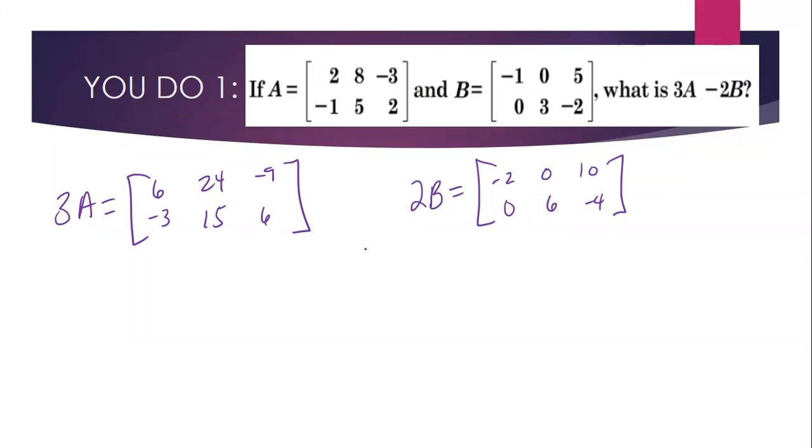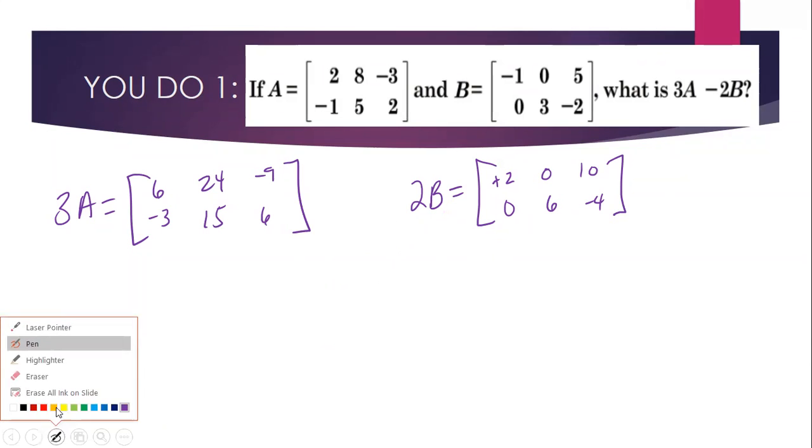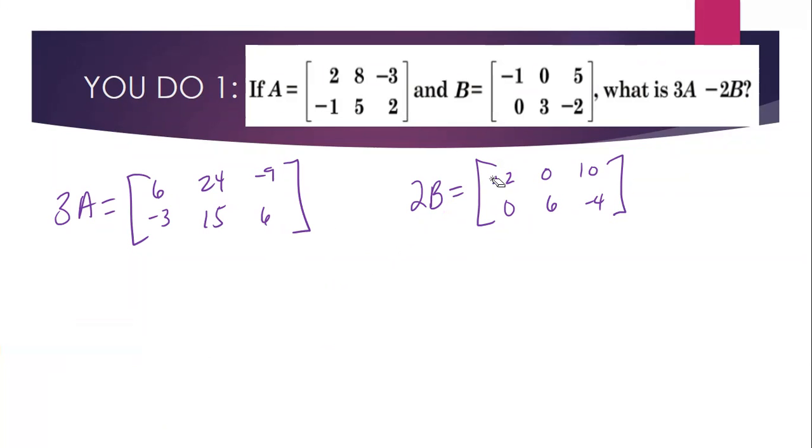And now, yes? Wait, -2? No, I didn't distribute the negative. I just distributed the 2. I waited to do my subtraction. Is that what you're asking me? It was a -2, because it's 2 times -1. And then we have 3A minus 2B.